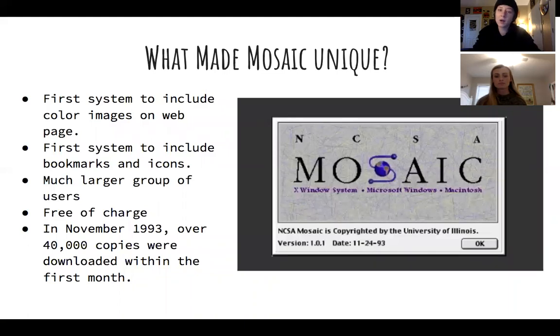Mosaic allowed the general public to use the internet browsers, which allowed for a much larger group of users. It moved away from mostly military use to the public domain. A part of what made it so accessible was the fact that it was free of charge, so it didn't cost anything for people to use it. In November of 1993, over 40,000 copies were downloaded within the first month. So this just shows how popular it became just within the first month of it being released.